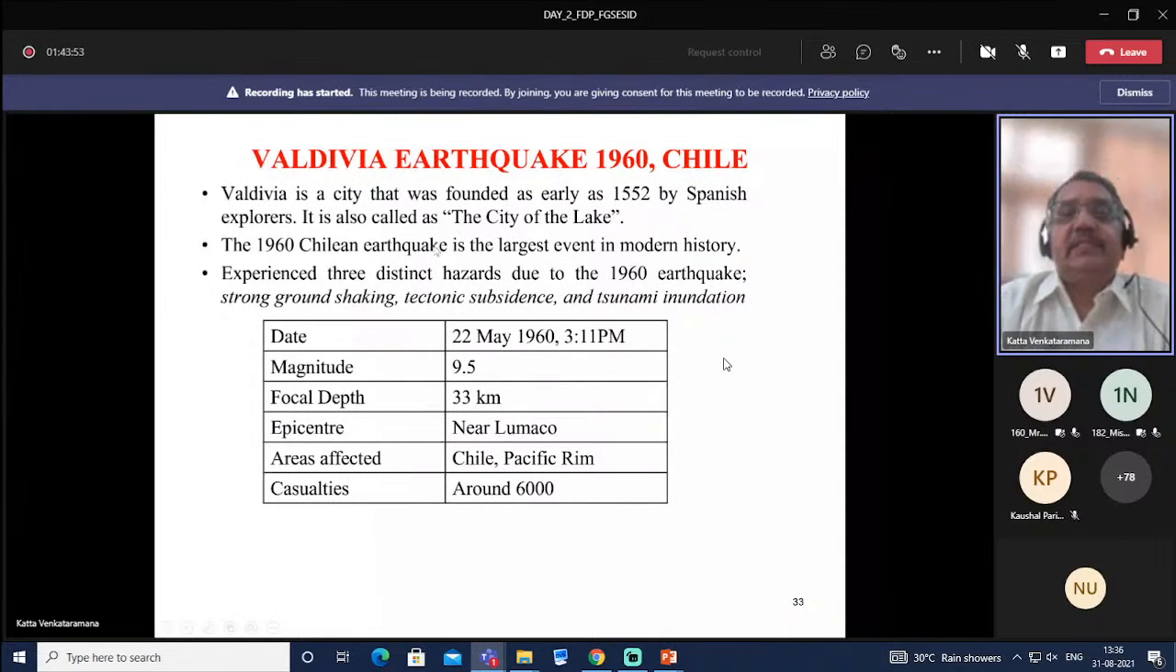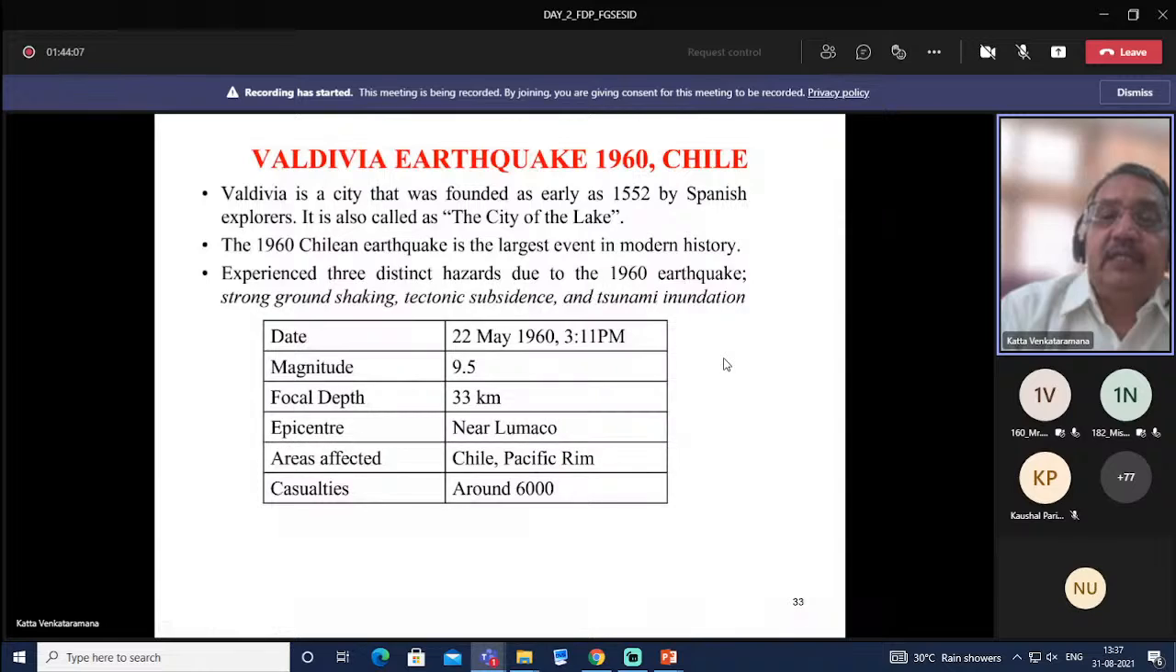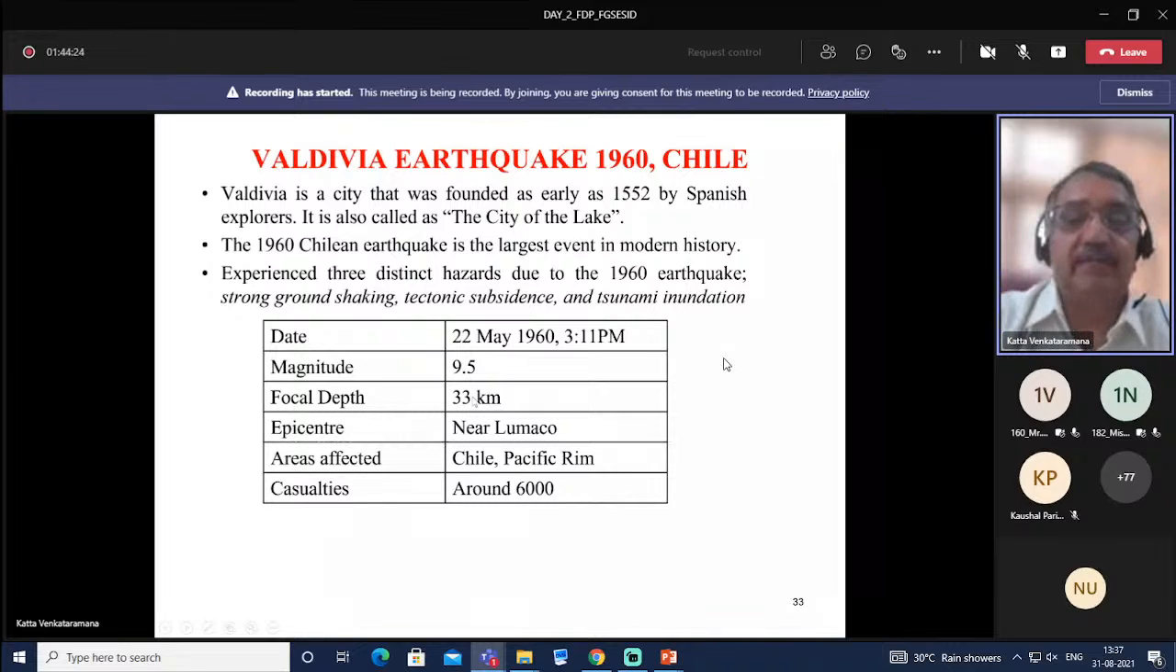The 1960 Chilean earthquake, the largest event in modern history, produced three distinct hazards: strong ground shaking, tectonic subsidence, and tsunami inundation. The focal depth, the point of energy release, was 33 kilometers. So we call this a shallow earthquake. If it is less than about 50 to 70 kilometers, then we call it a shallow earthquake, and there can be large damage due to shallow earthquakes.